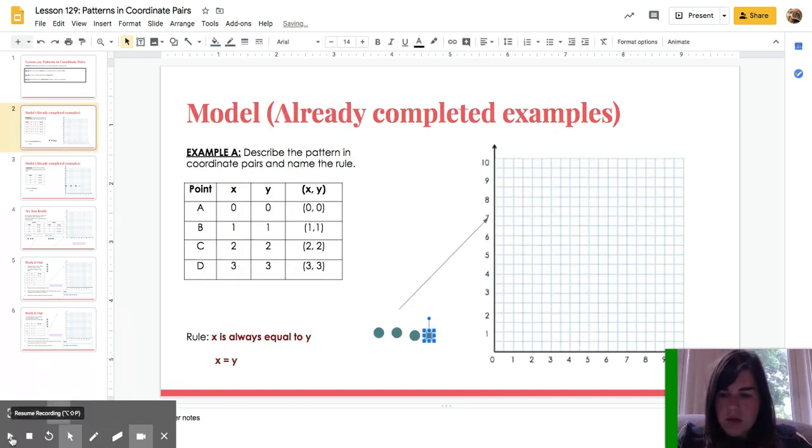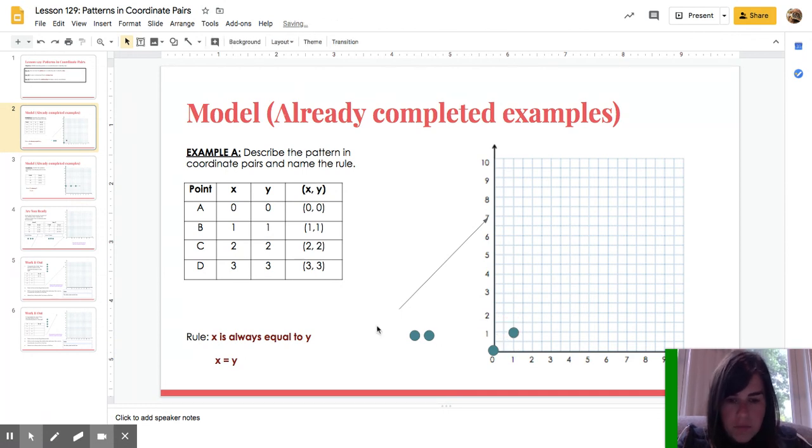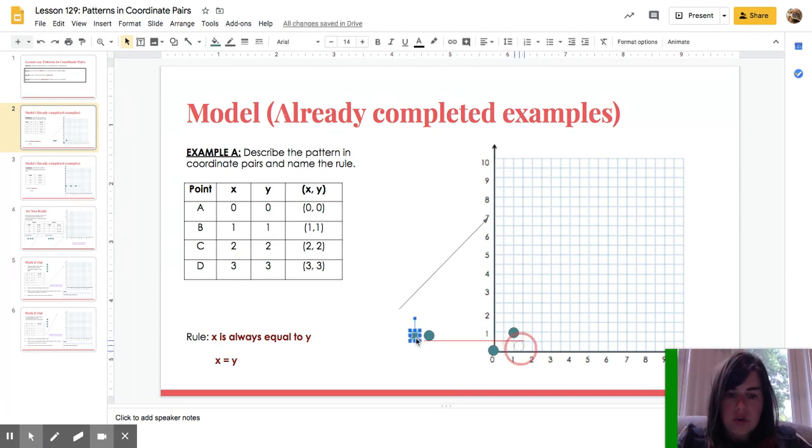So let me just pause. All right, I paused it so that I could take the points off of the line because I wanted to show you exactly how I did this. So we're going to describe the pattern in coordinate pairs and name the rule. So I'm going to put point A first, which says it's going to be at 0, 0. So I'm going to drag the point to point A, 0, 0. Point B is 1, 1. So over 1, up 1. There we go. Point C is over 2, up 2.